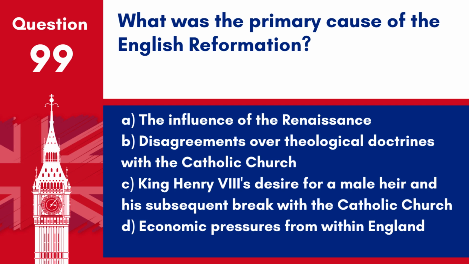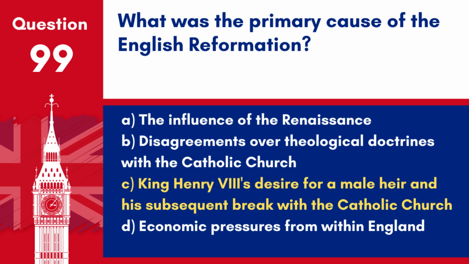Question 99. What was the primary cause of the English Reformation? A. The influence of the Renaissance. B. Disagreements over theological doctrines with the Catholic Church. C. King Henry VIII's desire for a male heir and his subsequent break with the Catholic Church. D. Economic pressures from within England.